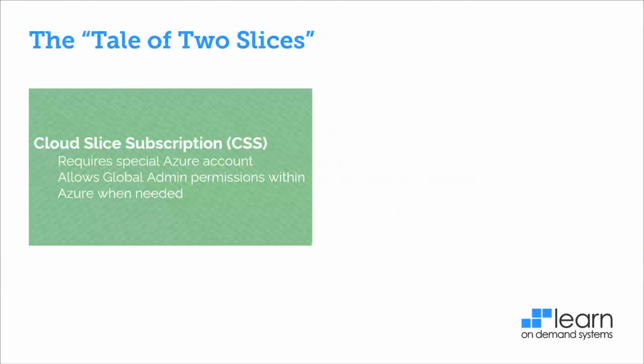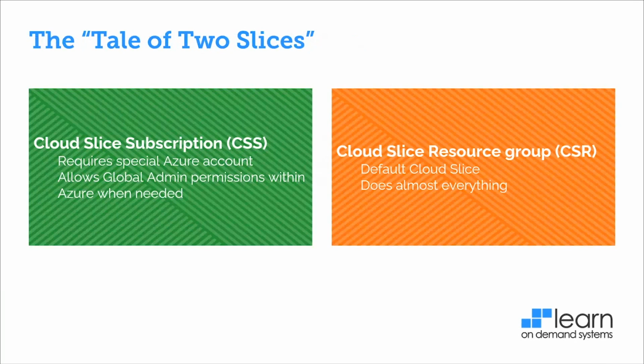Now, there are actually two different CloudSlices. One is CloudSlice Subscription, which we're not going to cover today, although it's the one that most people have questions about. The reason most people have questions about it is because it's complicated. You need to have a special Azure account called an SA, or service agreement. That SA account does give you the ability to give out other subscriptions to Azure that are under your cost center. This allows global admin permissions within Azure when needed.